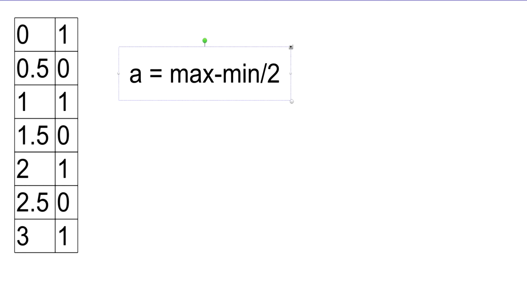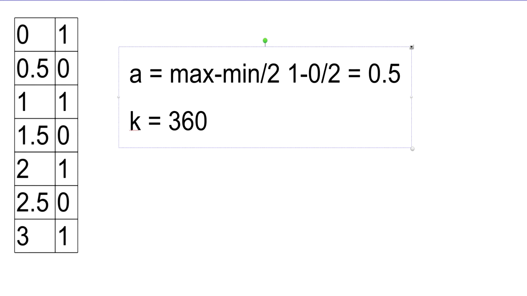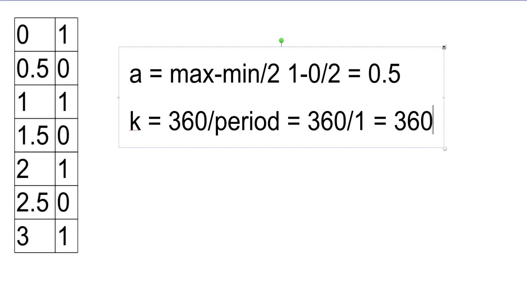So first, determine our A value. It is max minus min divided by 2. So our max was 1 minus 0 divided by 2, which gives 0.5. Next, for our K value, that is 360 divided by our period. Our period is about 1 second, so 360 divided by 1 equals 360. So that's our K value. Next for our D value, this is our phase shift. Since we started at 1, we don't really have a phase shift, so we put not available.